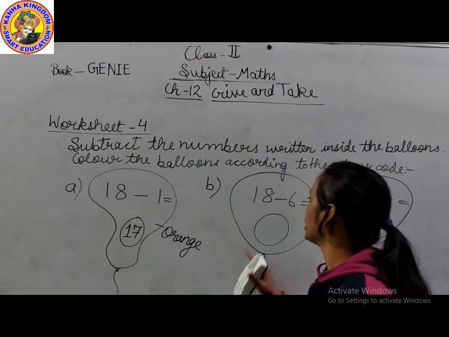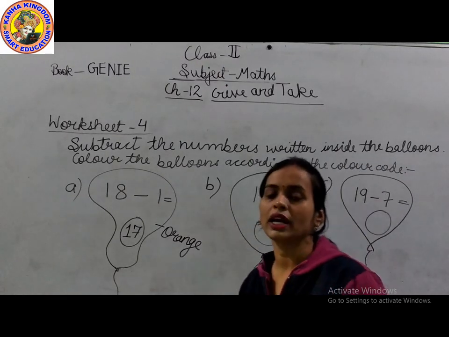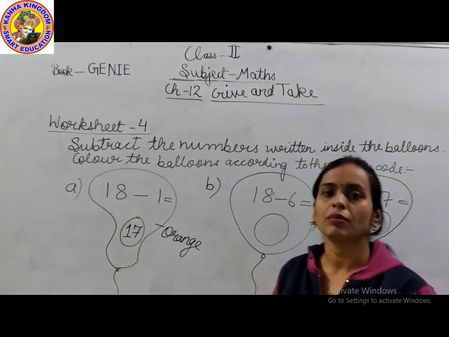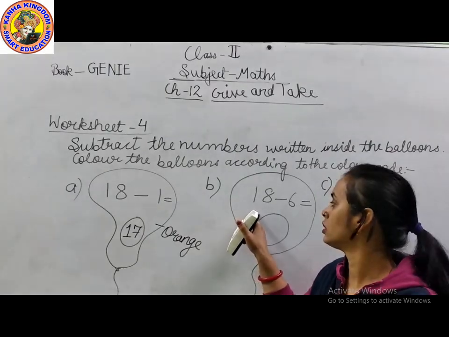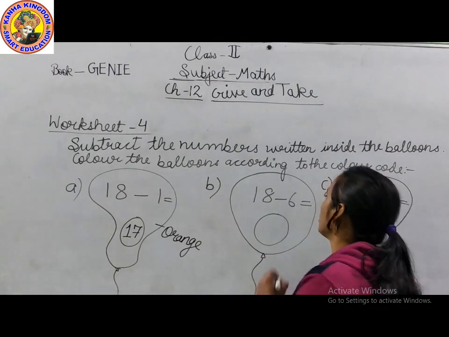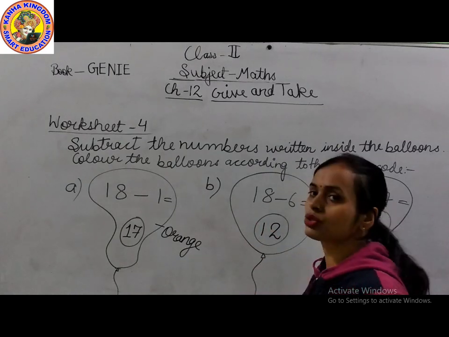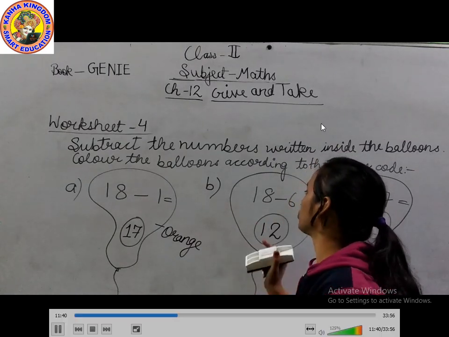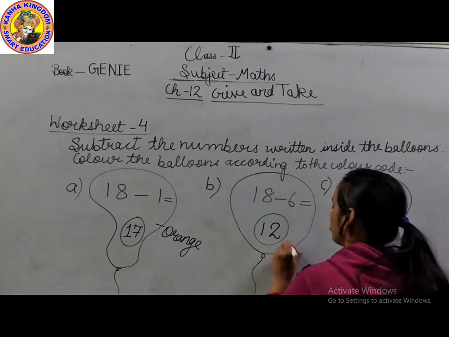Now, next, 18 minus 6. 18 minus 6 means subtract 6 from 18. So, we get number 12. 18 minus 6 equals to 12. So, 12 color code is blue.